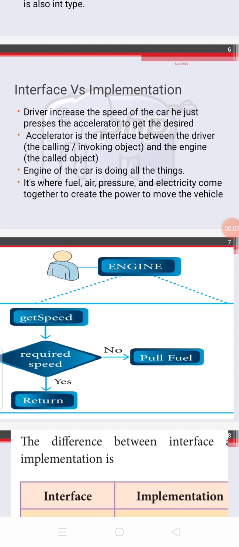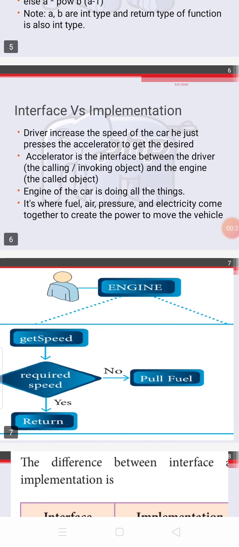Today we are going to see what interface and implementation are. Interface is nothing but defining the thing, and implementation is actually the action carried out. What we are going to do is called an implementation, and what we have to do in the form of the definition is called an interface.